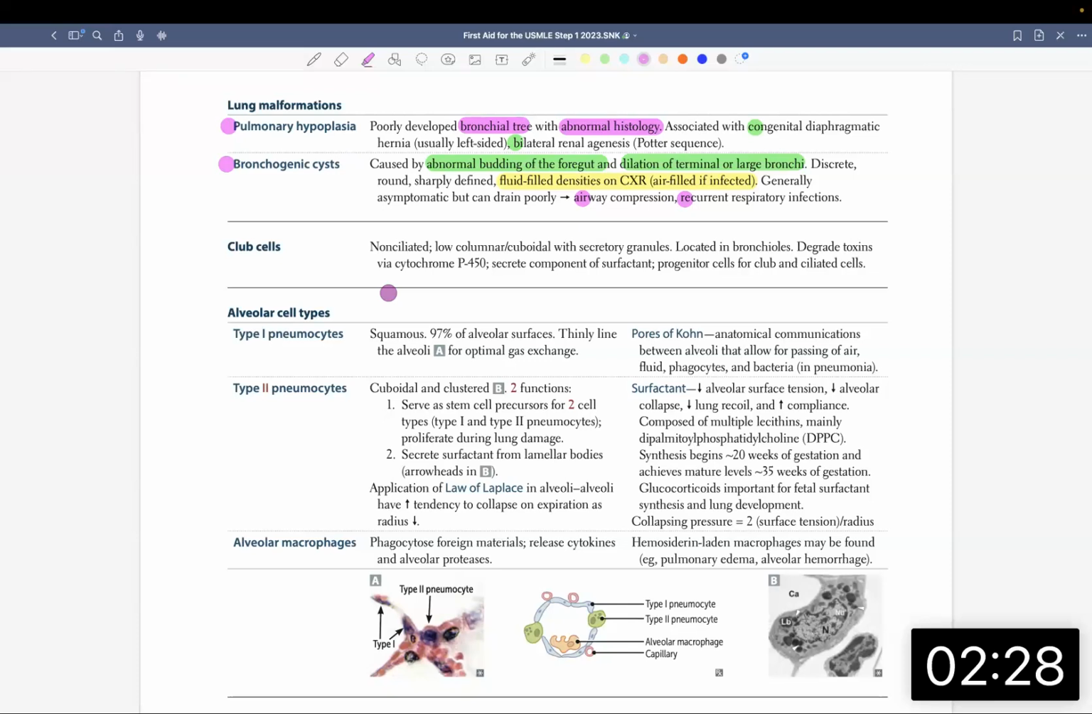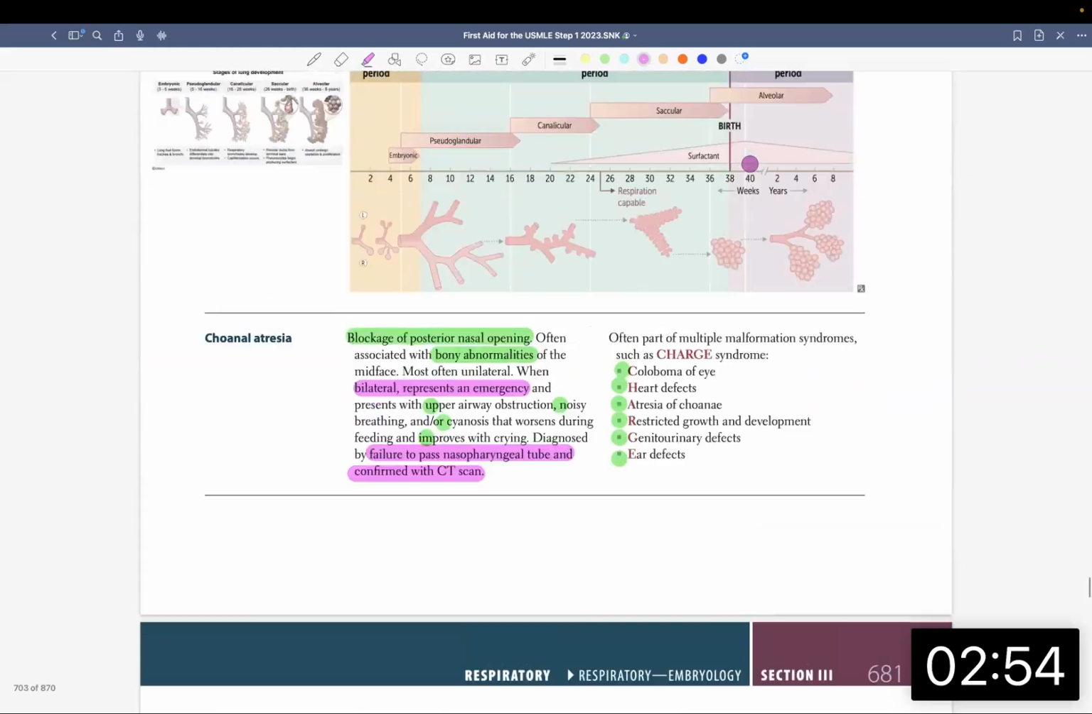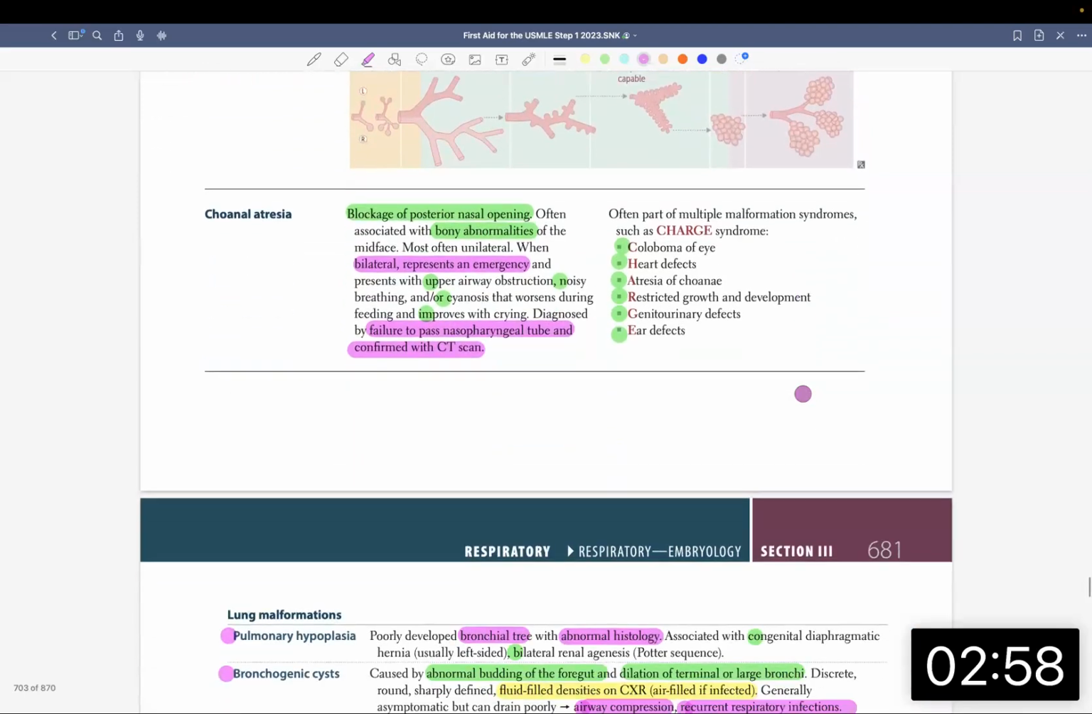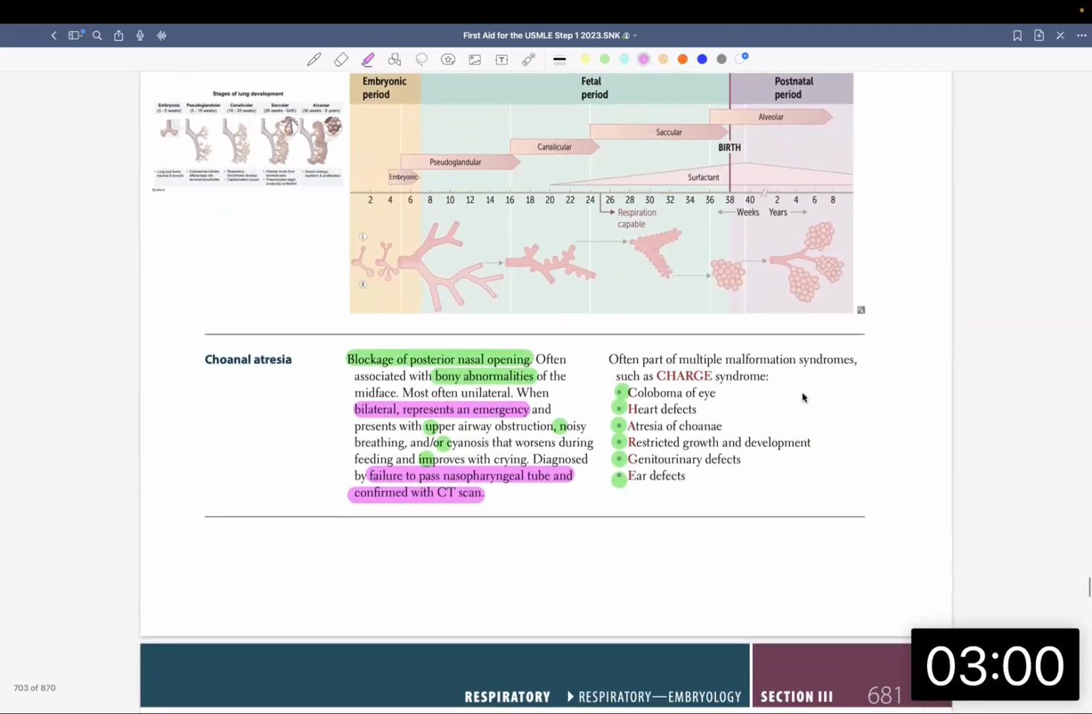So what happens is there's abnormal budding as well as dilation of the terminal or large bronchi. Discrete, round, sharply defined fluid-filled densities on chest X-rays, air-filled if infected, generally asymptomatic but can drain poorly. So there's airway compression and recurrent respiratory infections. These are the main presentations, because of abnormal budding and dilation of the terminal or large bronchi. Terminal bronchi should be fluffy and proper, so if they're large, they're abnormal.